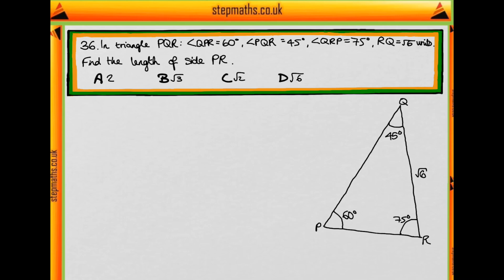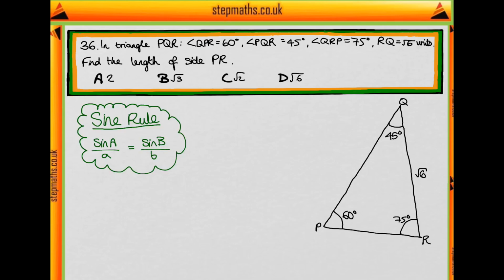So there's a few ways we can go about this, but I think the quickest way would be to use the sine rule. Can you remember what the sine rule is? The sine rule says that sine A over the length of A equals sine B over B. These A's and B's relate to the angles and sides of a triangle, so we can name them however we want as long as we're consistent.